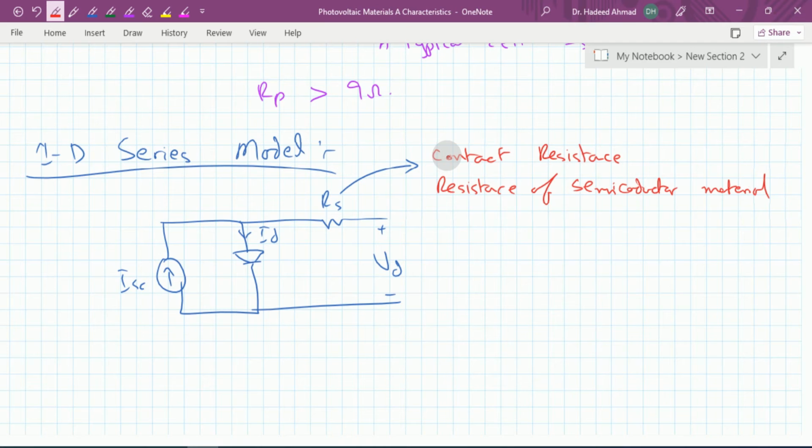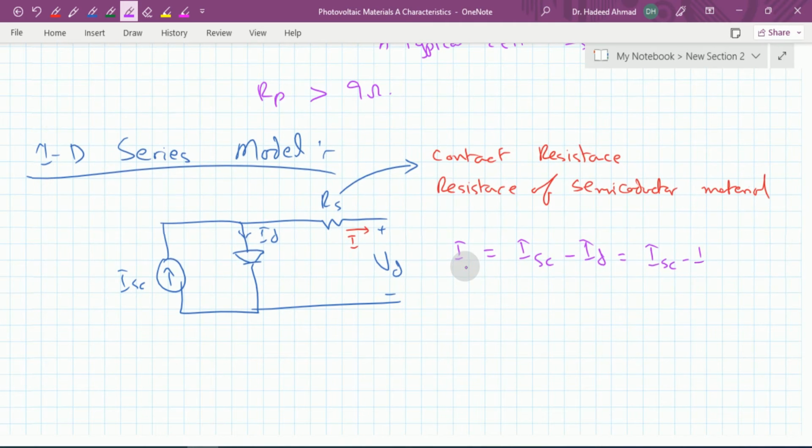So now if we apply this, the current I which is flowing here is equal to ISC minus ID, and this we have already seen is equal to ISC minus I naught times e to the power qVd over kT minus 1. And now we need to include the drop across this RS, because the current which enters here is essentially the same which we have available at this output I. So what Vd is here is of importance.